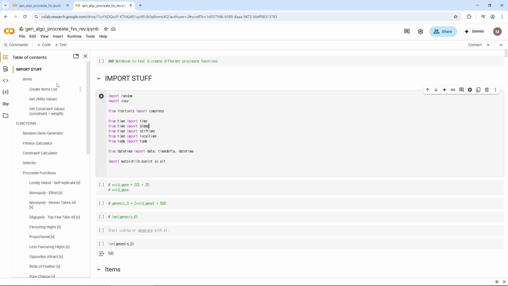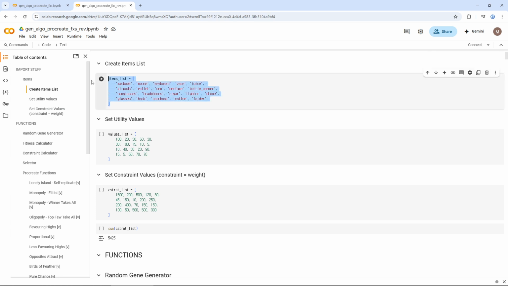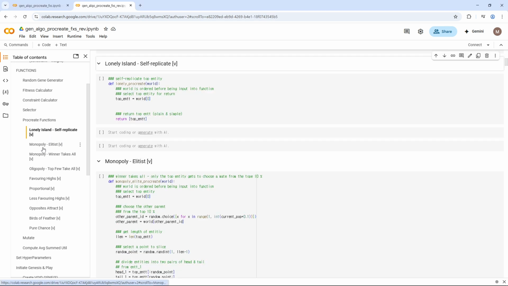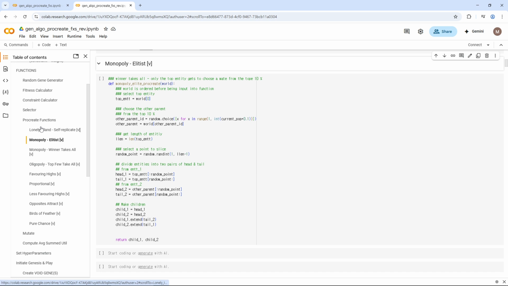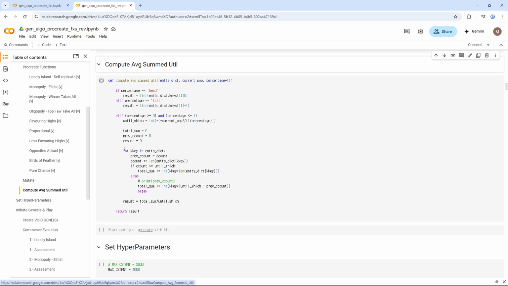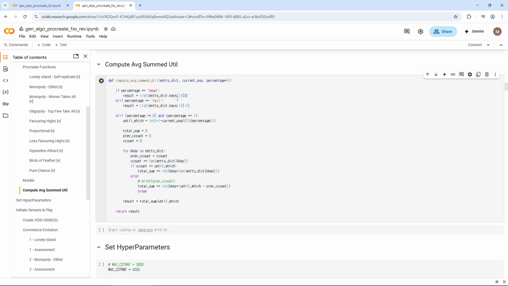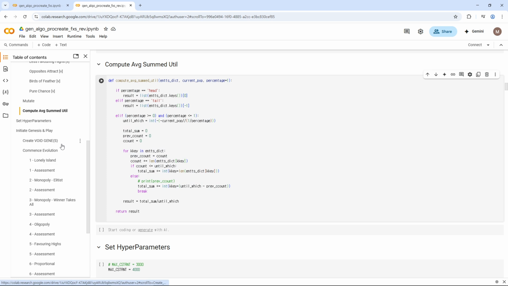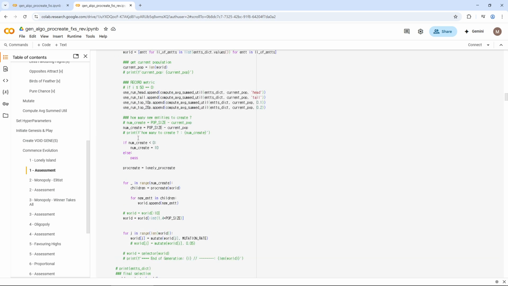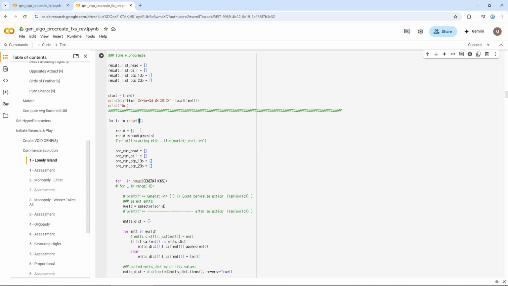So that's that. In this notebook I only have 20 items just to make things a bit easier, and all the 10 Procreate functions, the Procreate FXS, are the same, except that this time I've added the compute average summed utility function, so that I can draw plots at the end of the evolution, at the end of for example 5 runs of the evolution.